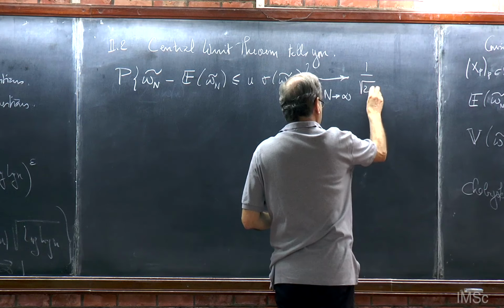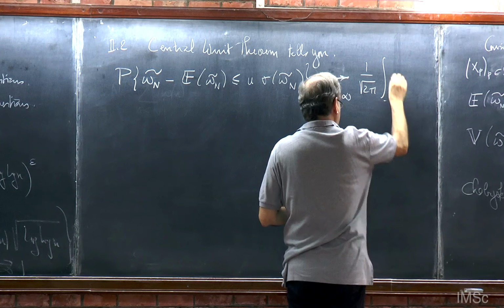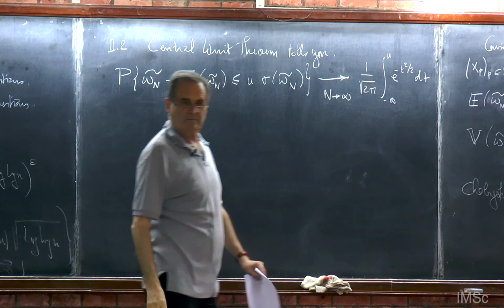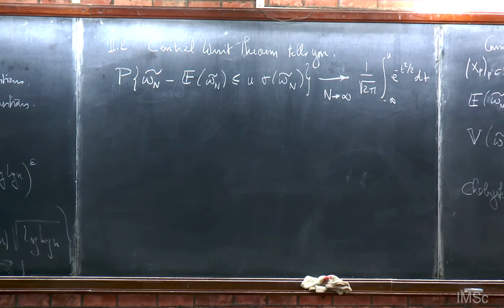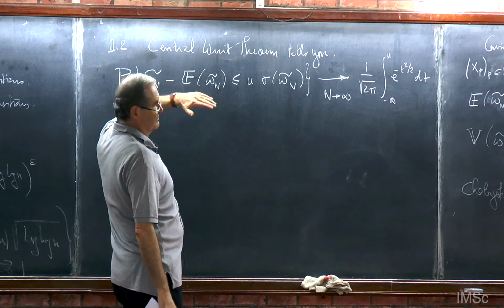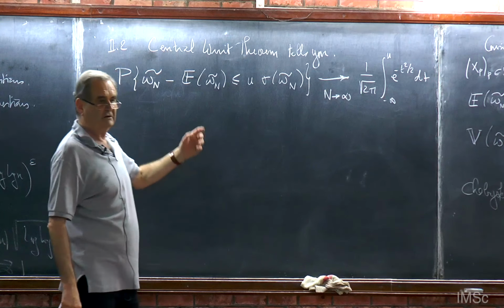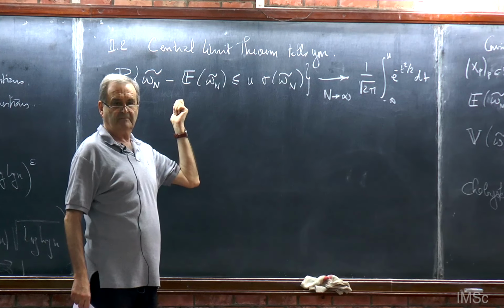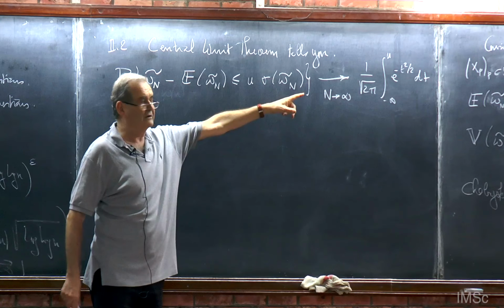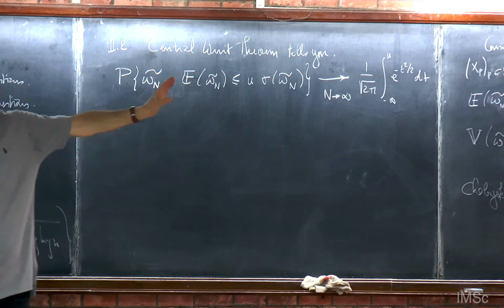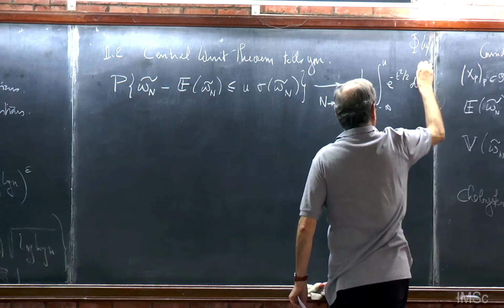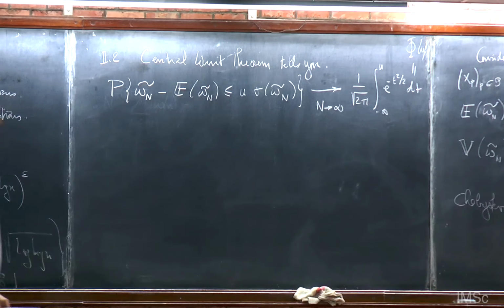This tends to 1 over square root of 2 pi, integral from minus infinity to u of e to the minus t squared over 2 dt. Okay? So it tells you in some way that if you are summing independent random variables and you do some normalization, which is to take out the expectation and divide by the standard deviation, then you get something which follows the normal law, the Gaussian law. Okay? Good. Let us say this is phi of u if we need it. This is the central limit theorem.